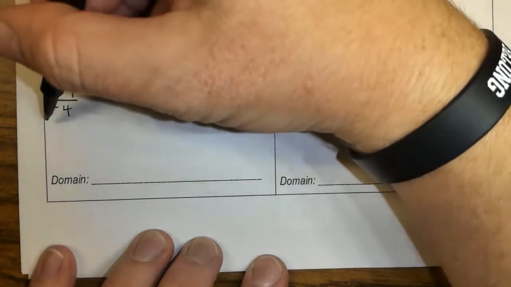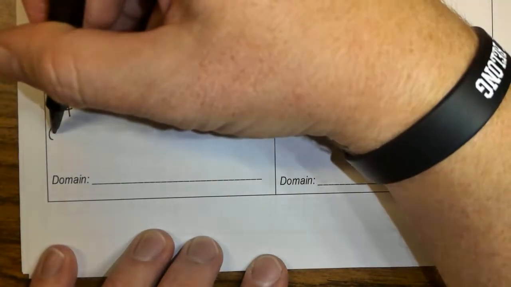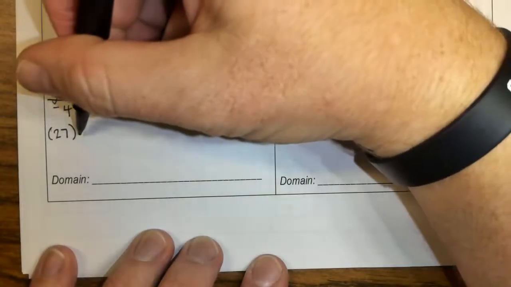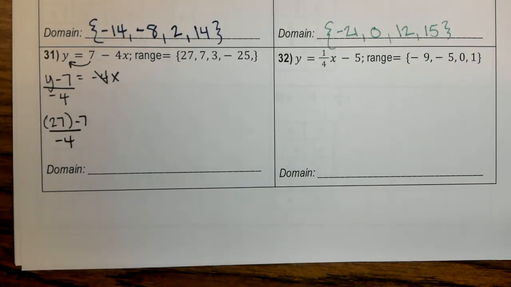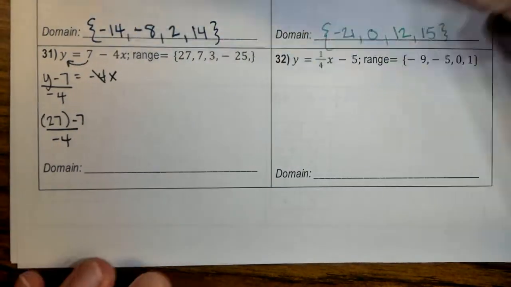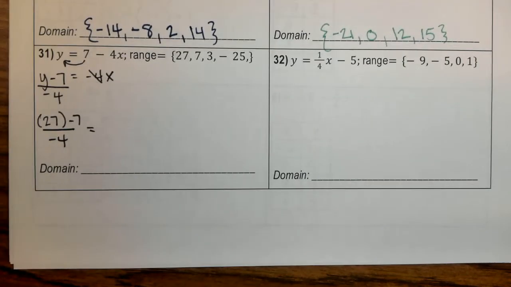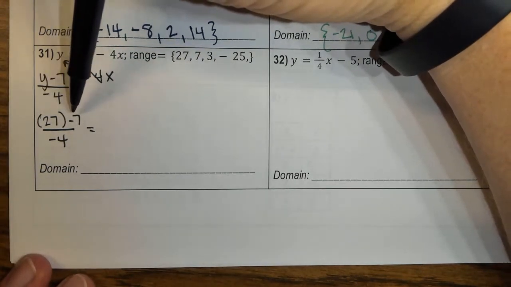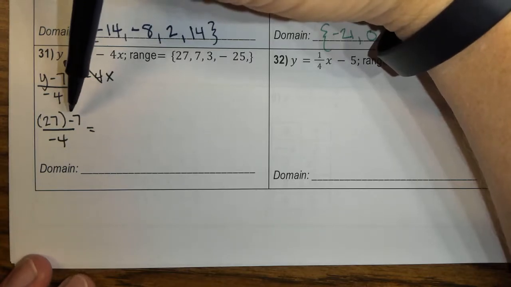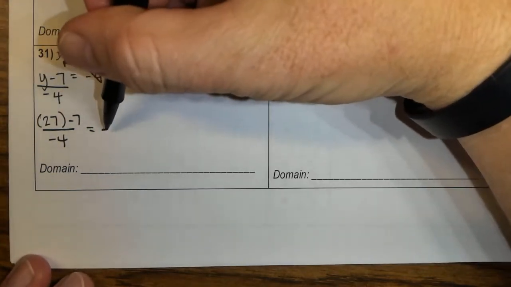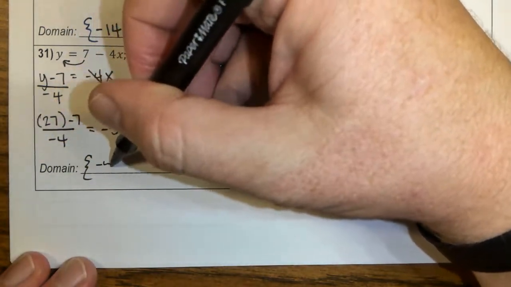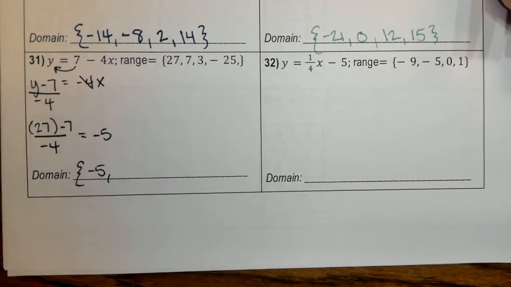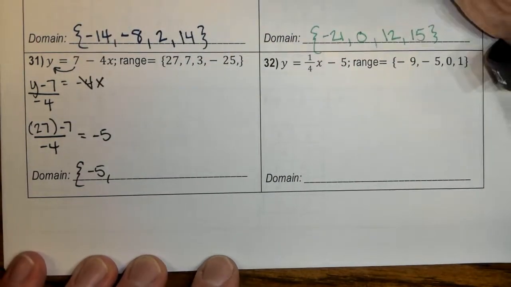Okay, so instead of y, I'm going to do parentheses 27, that's my first one, minus 7 over negative 4. Now you can type this in the calculator if you need to, but I'm just going to do it. So 27 minus 7 is 20, right? 20 divided by negative 4 is negative 5. Okay, so I have my little fancy bracket. That's my first answer, my first domain. And now I do the same thing with the other three.